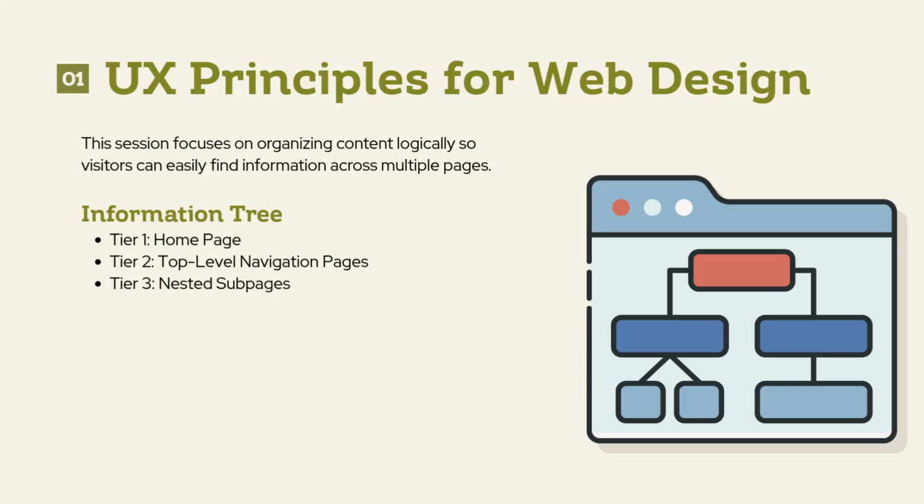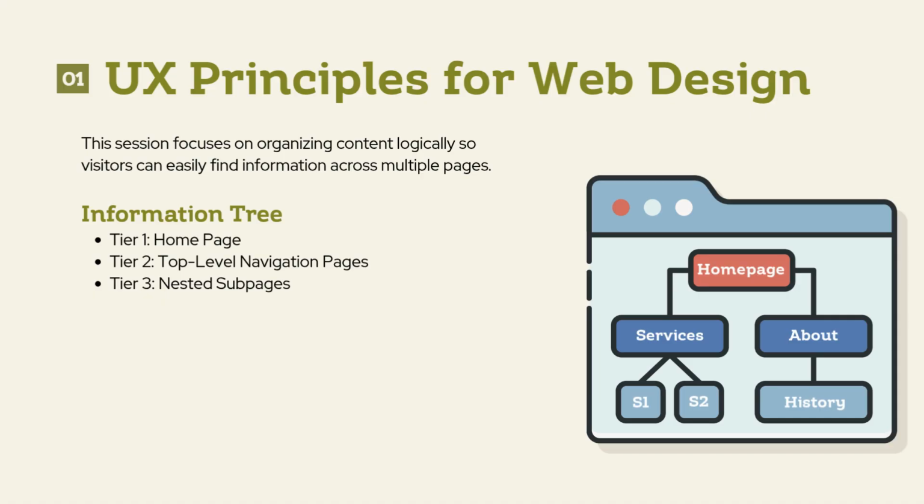Think of the information tree as your site's skeleton. Tier 1 is your homepage, the root that greets your audience. Tier 2 consists of your top-level navigation pages, like your About or Services pages that you see in the main menu. And Tier 3 represents your nested subpages, such as breaking down specific services or a detailed history under the main sections.